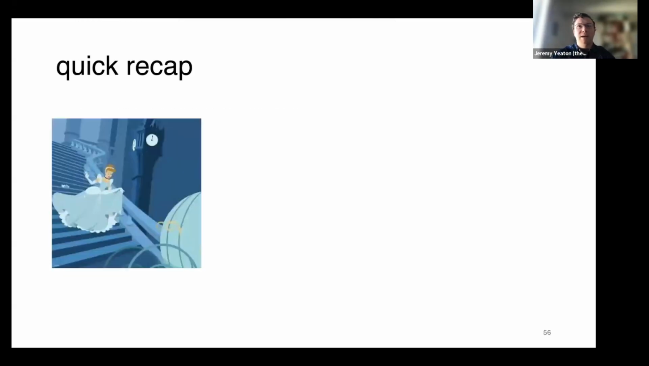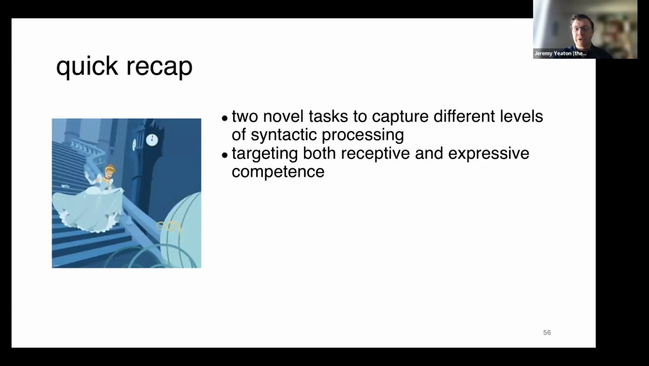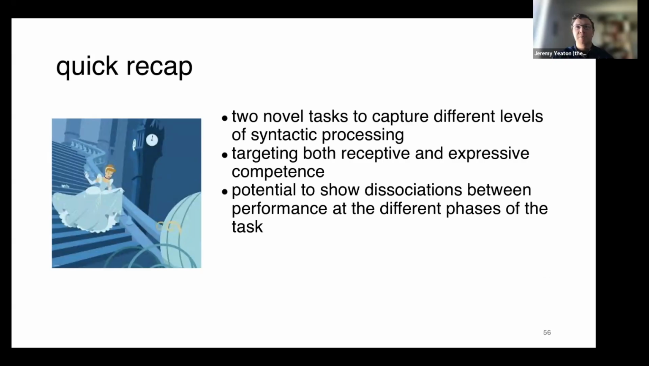So one more quick recap. We have two novel tasks to capture different levels of syntactic processing. They're targeting both receptive and expressive competence, and they have the potential to show dissociations between performance at the different phases of the task, if such a thing is possible. And therefore, we have some cautious optimism.